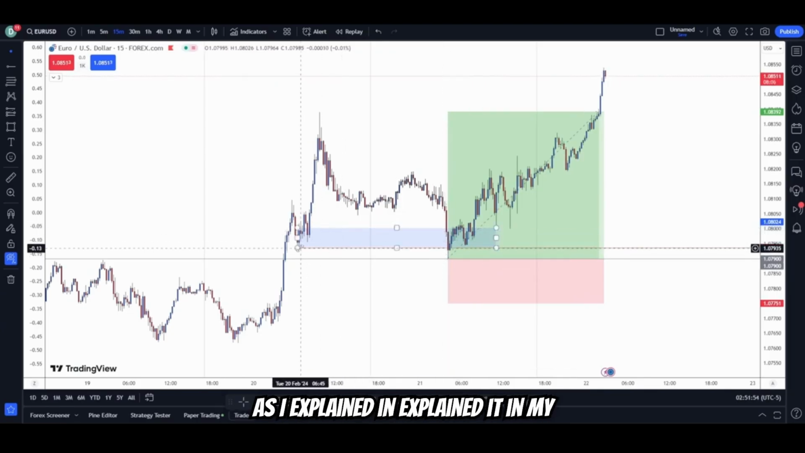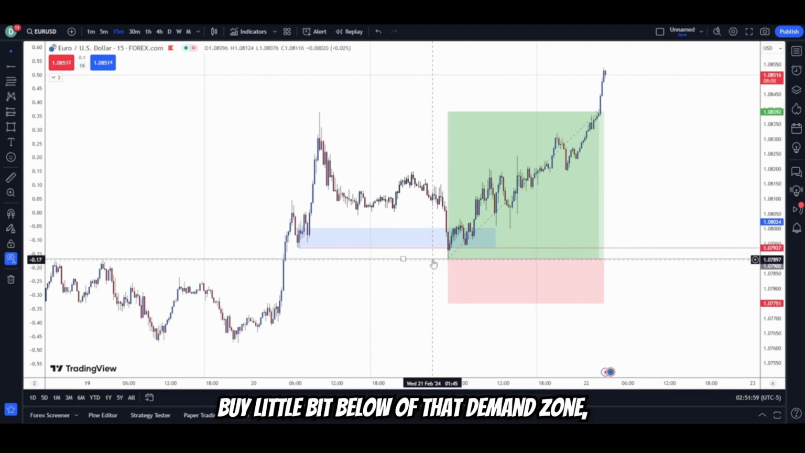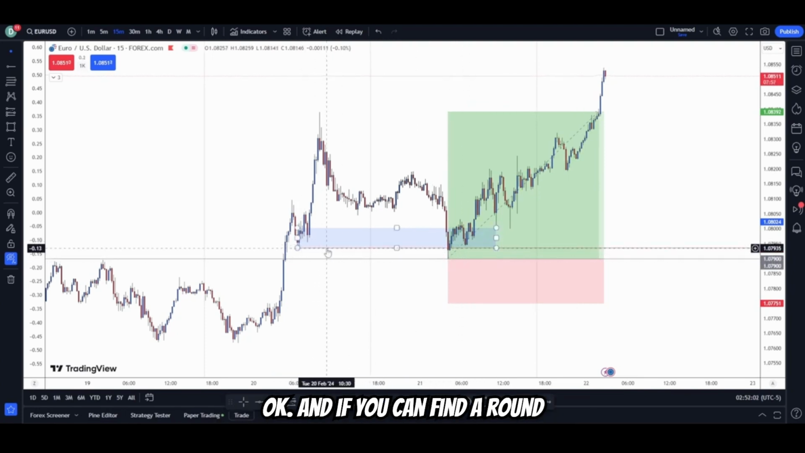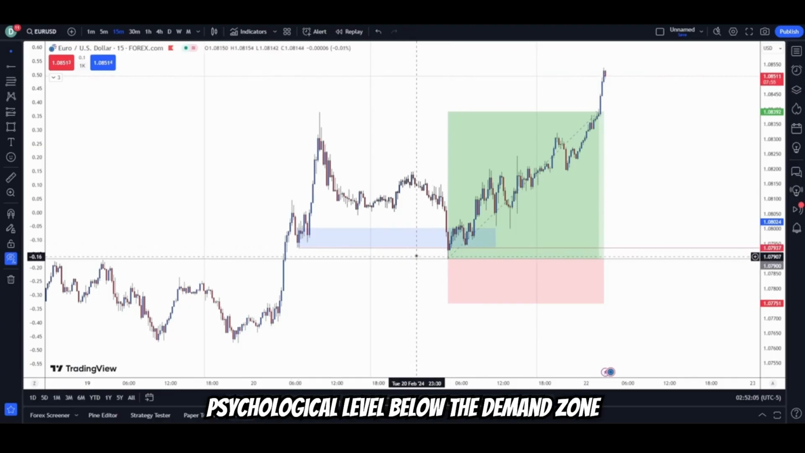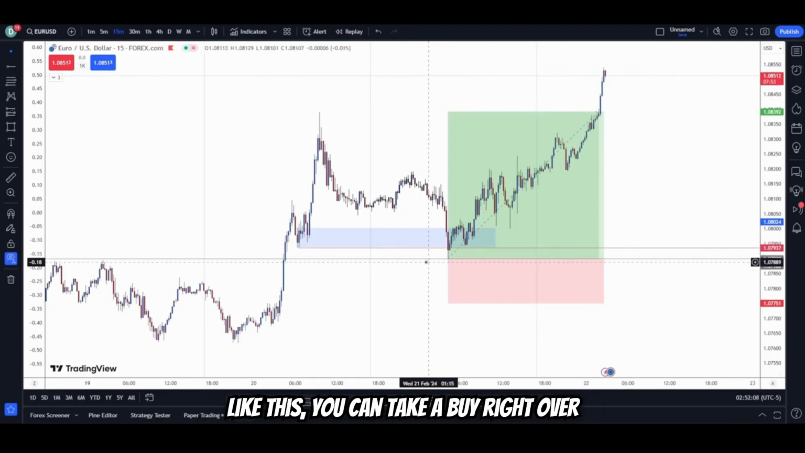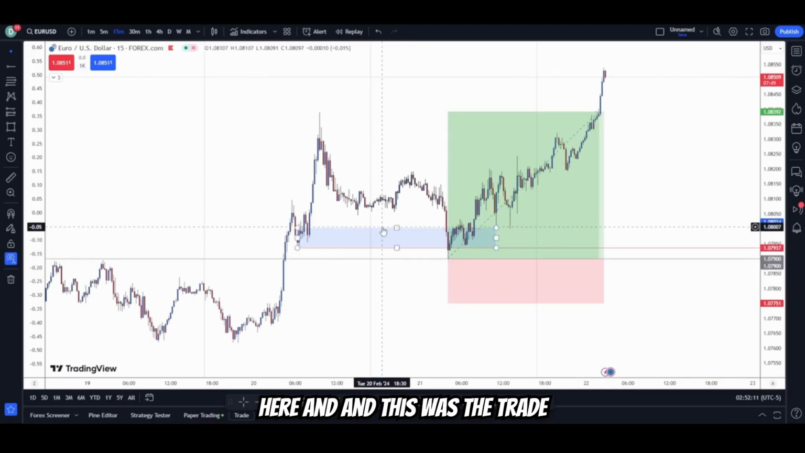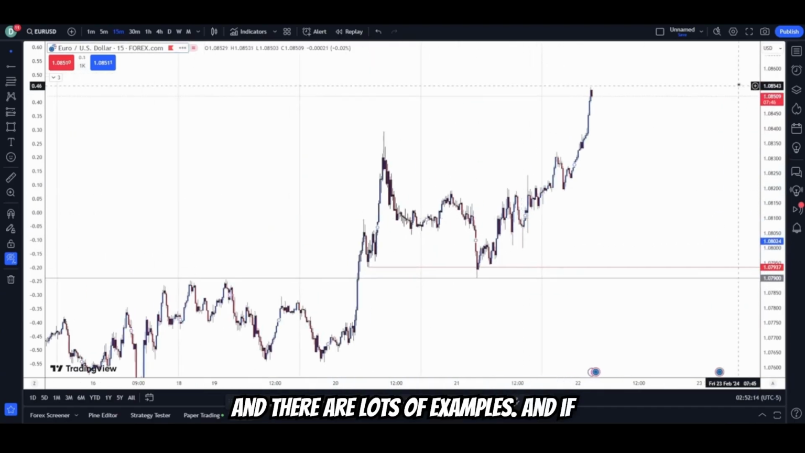But what we do, as I explained in my previous videos, is that we will take a buy a little bit below that demand zone, okay? And if you can find a psychological level below the demand zone like this, you can take a buy right over here. And this was the trade, and there are lots of examples.